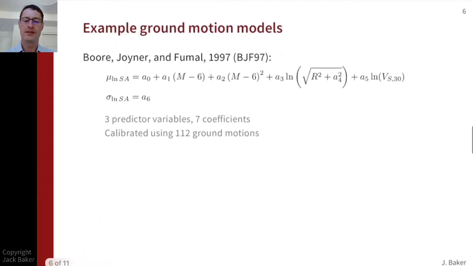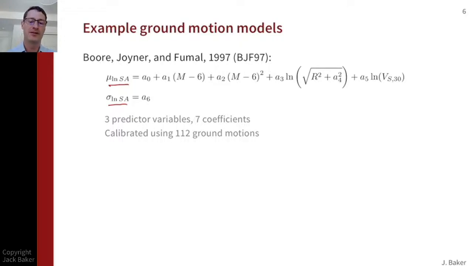Okay, so let's talk about example ground motion models. To illustrate in a relatively transparent manner, I'm going to look at an older ground motion model. This was one by Boore et al., published in 1997, so a couple decades old. You see here the mean of the log, this is a model for spectral acceleration, so the IM is spectral acceleration, and the standard deviation of log spectral acceleration. Those are the two terms we need from the model.